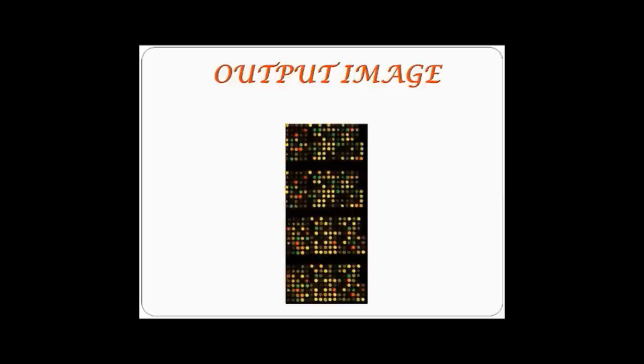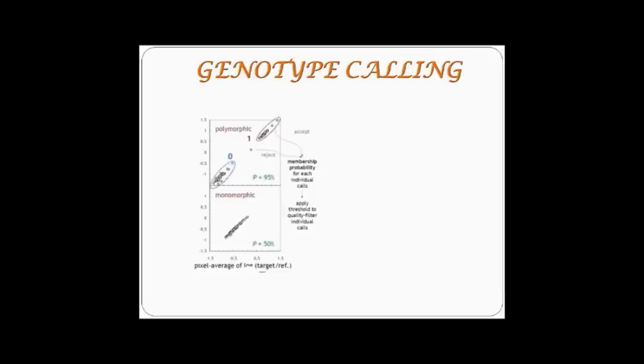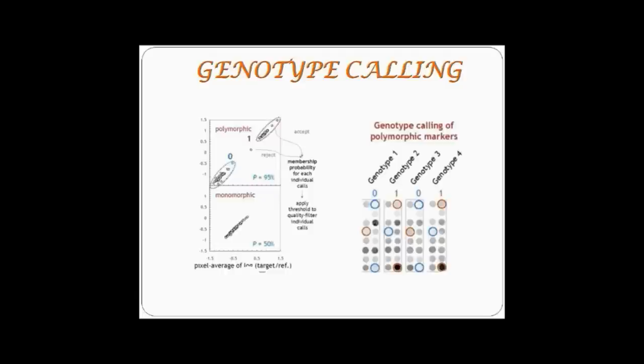The next step is the output image. After hybridization, the slides are scanned using a scanner to detect the fluorescent signal emitted from the hybridized fragments, with different colors for detection purposes. The next step is genotype calling. Genotype calling is the data analysis step. The data from scan images is extracted and analyzed using software. An analysis of genotype calling can be done with different genotypes of polymorphic markers.